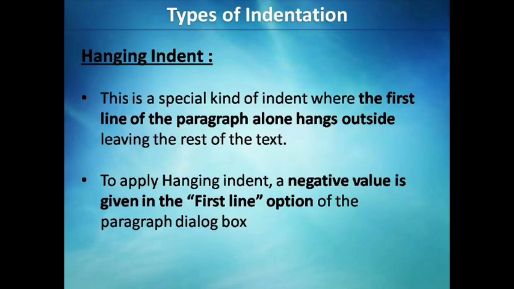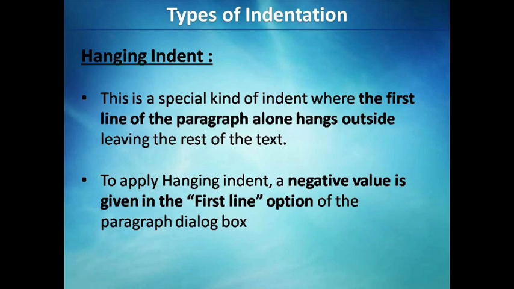The last type of indentation is hanging indent. This is entirely different from the 3 indentations. This is a special kind of indent where the first line of the paragraph alone hangs outside, leaving the rest of the text, which means the first line is moved away from the border of the left margin. To apply hanging indent, we should give a negative value in the spin box of the first line option.